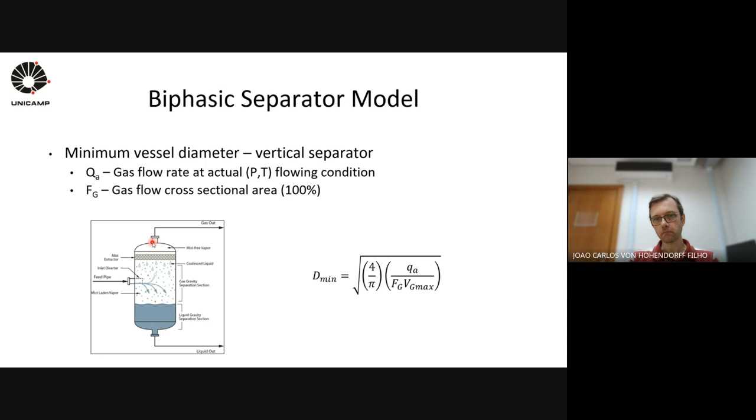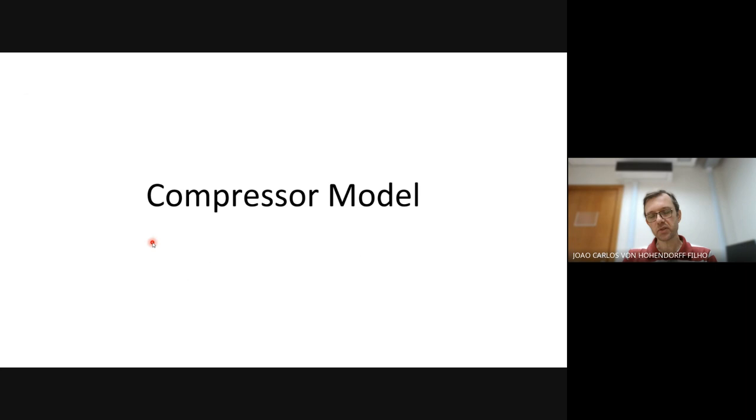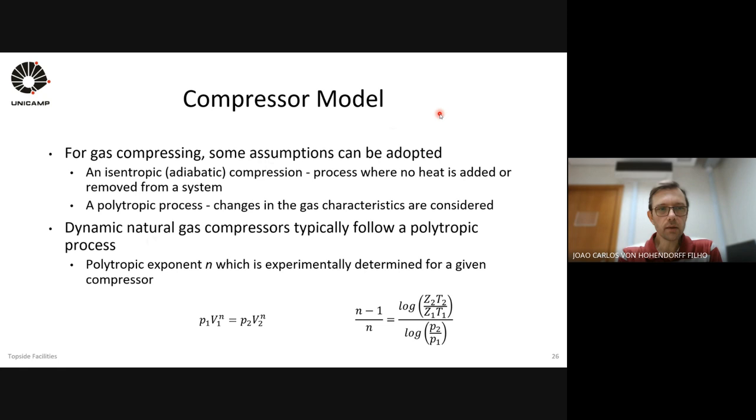So let's talk a bit about the compressor model. For gas compressing, some assumptions can be adopted. Remember, we are compressing a gas. It's different from water, because water we can consider incompressible. You just change the pressure, but in the case of gas, we change the pressure and the volume, and we can change the temperature because it's a compressible fluid.